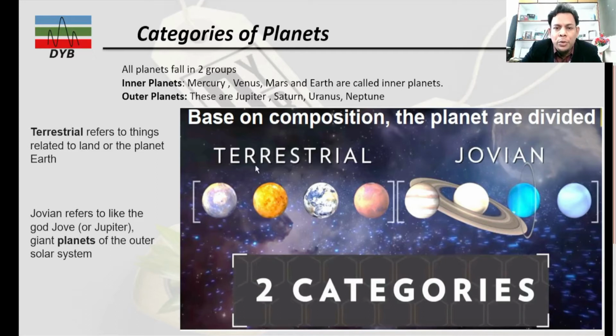Based on their composition, why do we name them terrestrial and Jovian? Terrestrial refers to the land or the planet Earth. These planets have similar features in their subsurface to the Earth, so that's why we call it a terrestrial planet. The outer planets are also called Jovian planets, which refers to the god Jove, and Jupiter is a giant. Inside the Jovian planets, we also have subdivisions, which we are going to discuss in a minute.